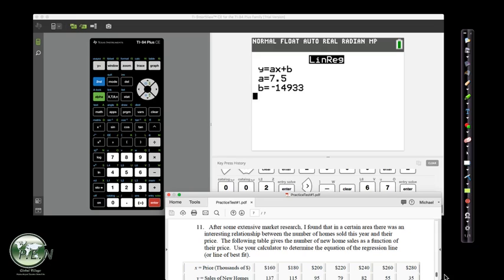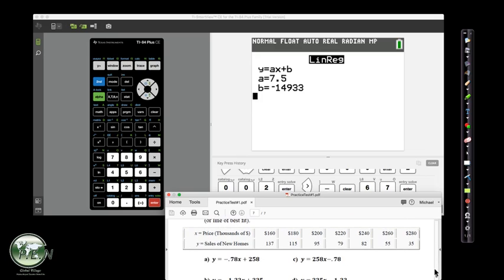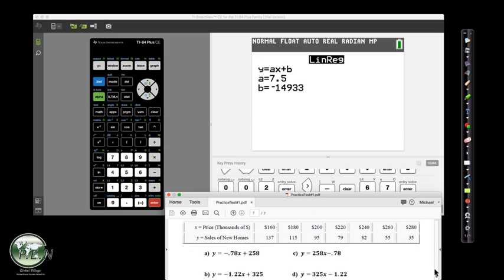So after some extensive market research, I found that in a certain area there was an interesting relationship between the number of homes sold this year and their price. The following table gives the number of new home sales as a function of their price. So notice price is the input, the number of homes sold is the output. And it's pretty clear here. Use your calculator to determine the equation of the regression line, the line of best fit. And again, we just have to choose the right one.